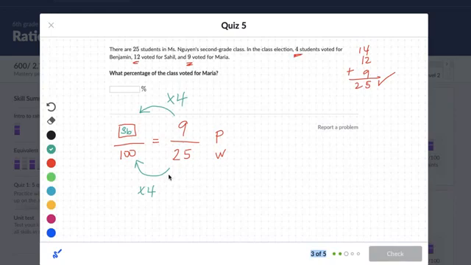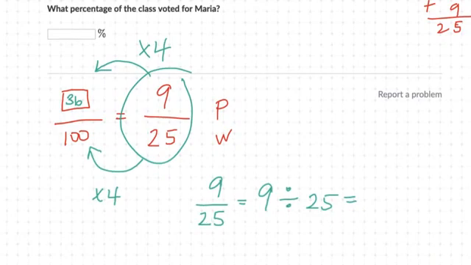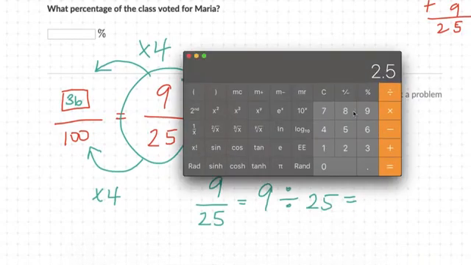An easier way would be that you notice that we already have a part and a whole. 9 out of 25. Remember, we can easily find a percent by taking the numerator and dividing it by the denominator. And that should also give us our answer of 36%. So let's check that in the calculator. 9 divided by 25.